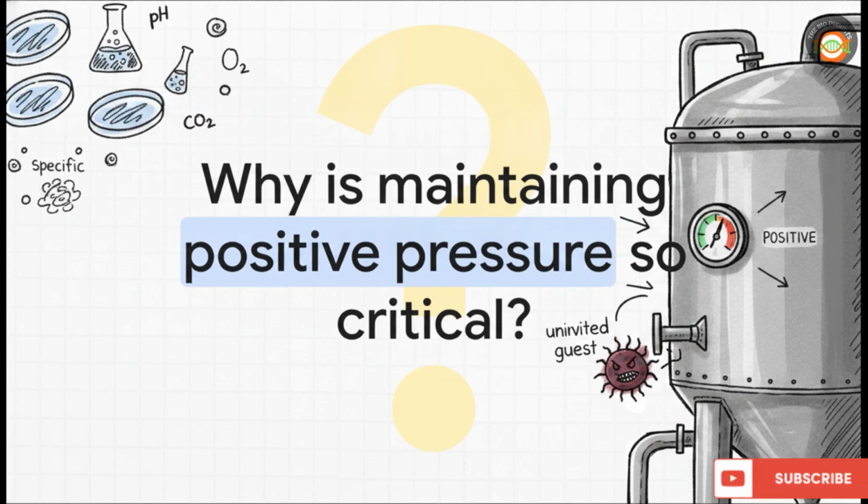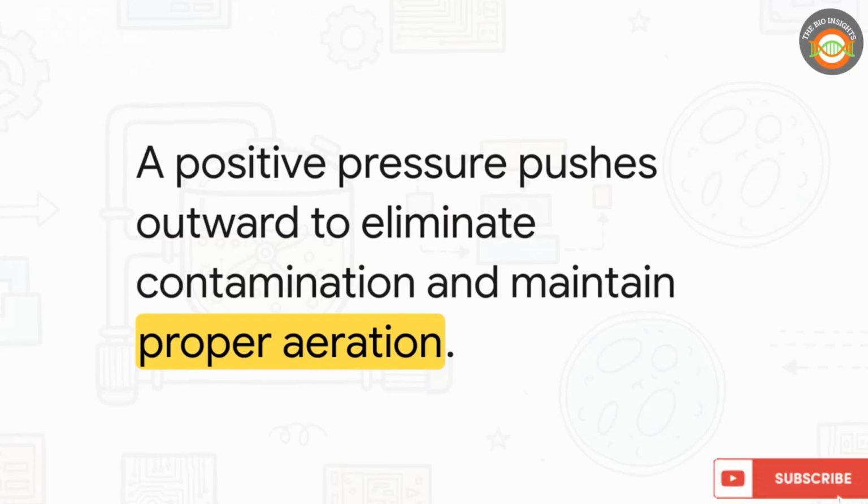So why is it so incredibly critical to maintain a positive pressure inside this massive steel vessel? The crucial point here is that positive pressure acts as an invisible, physical shield. We monitor this pressure super carefully using a device called a manometer. By keeping the pressure inside the fermenter slightly higher than the atmospheric pressure outside in the room, we make sure that air is always pushing outward through any tiny seals or valves.